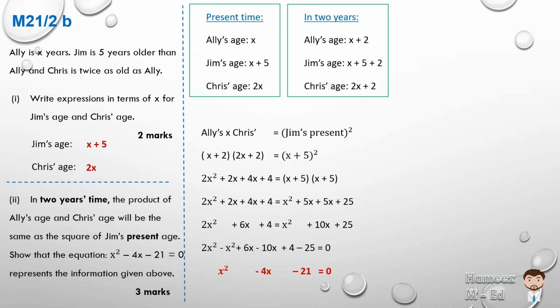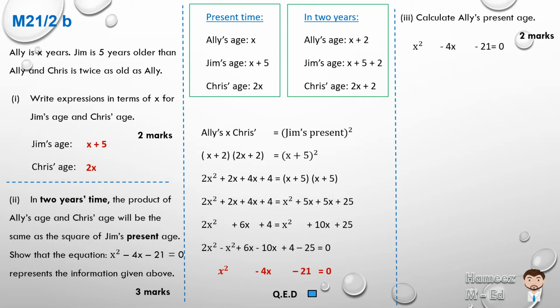So we've completed it. So we could bring up a small rectangle to show that we've completed the proof. Or we can write QED, quod erat demonstrandum, which is a Latin phrase which means that we have completed the proof that they asked us for. Part 3. Calculate Ali's present age. x squared minus 4x minus 21 is equal to 0. We know that. So if we solve for that, then we can find x, which is Ali's age. And how do we solve a quadratic?